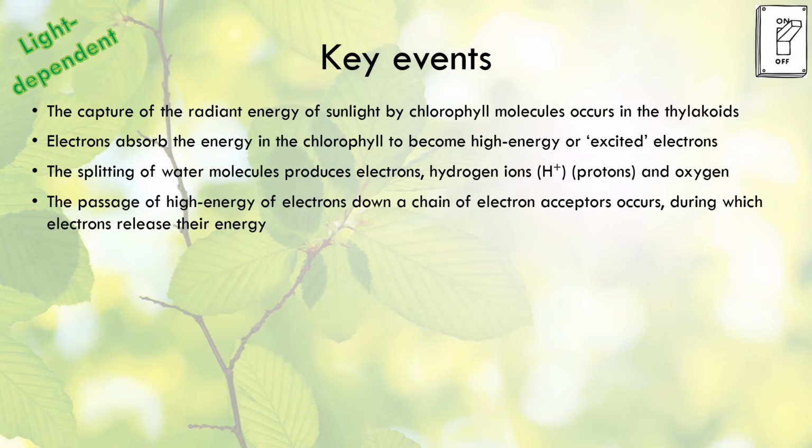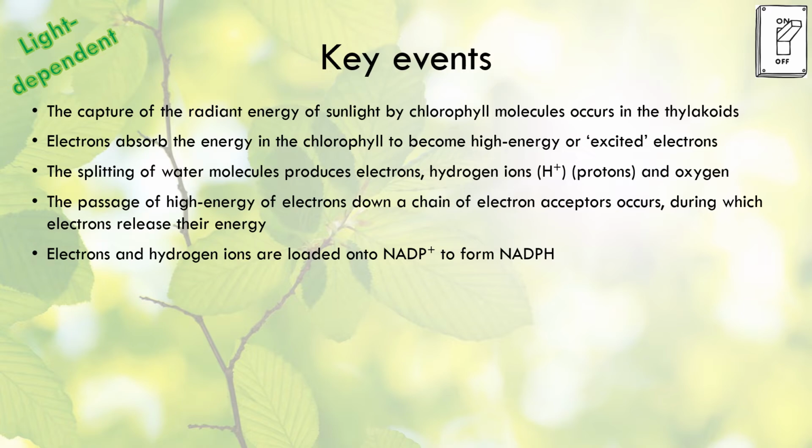The passage of the high energy electrons down a chain of electron acceptors occurs, and during this, our electrons actually release their energy in stages. As they release their energy, the electrons and the hydrogen ions are loaded into NADP plus to give us the loaded form of NADPH. So that's a proton that's been added to the end of that.